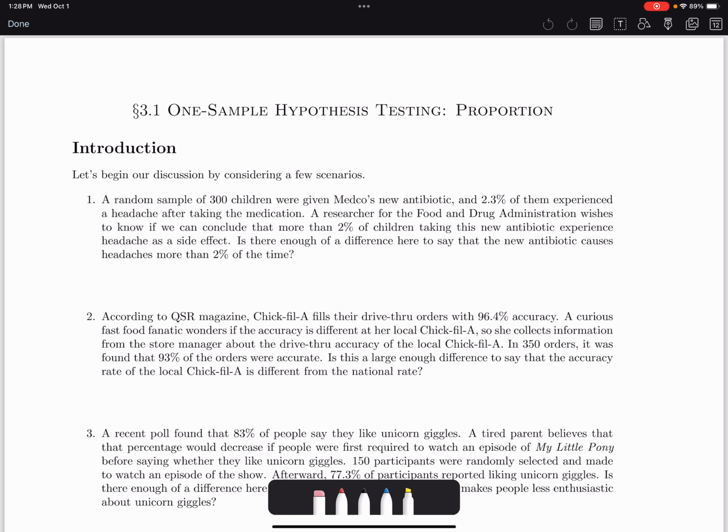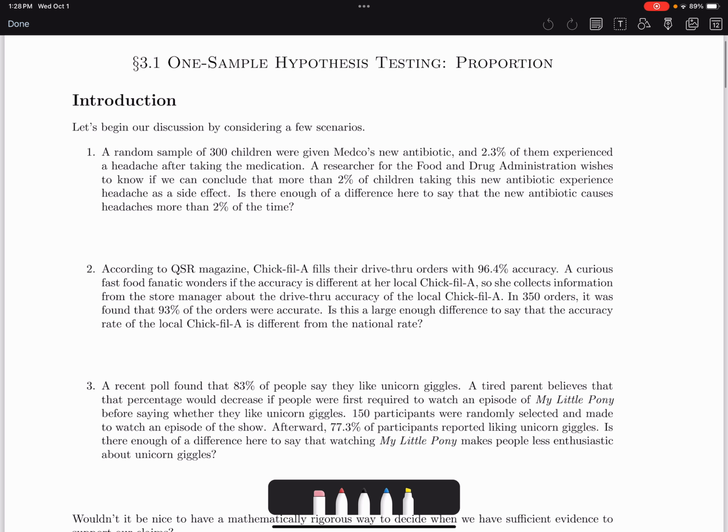And just to motivate the discussion here a little bit, I want to begin by looking at a few examples. So this first one says, a random sample of 300 children were given Medco's new antibiotic, and 2.3% of them experienced a headache after taking the medication. A researcher for the Food and Drug Administration wishes to know if we conclude that more than 2% of children taking this new antibiotic experience headache as a side effect. Is there enough of a difference here to make that claim?